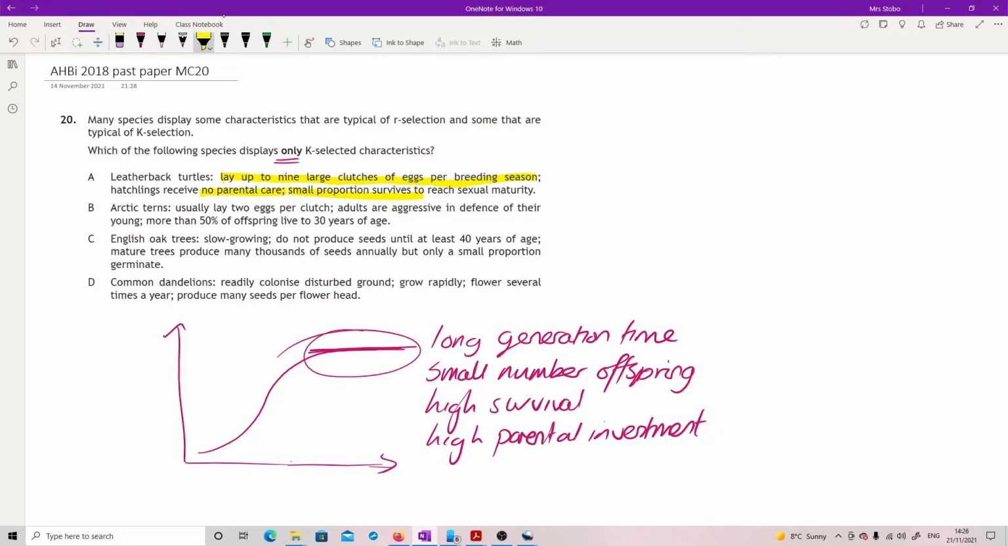B, Arctic terns usually lay 2 eggs per clutch. Adults are aggressive in defence. More than 50% of offspring live to 30 years of age. Right, okay, that's our answer. Okay, but just to be clear on the other two.